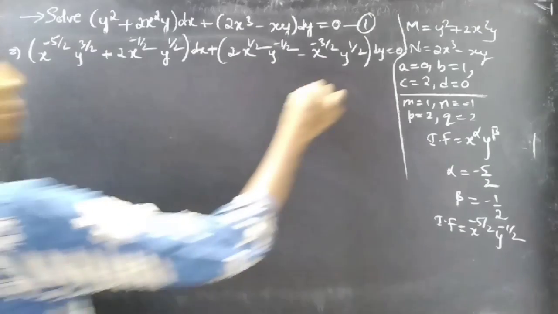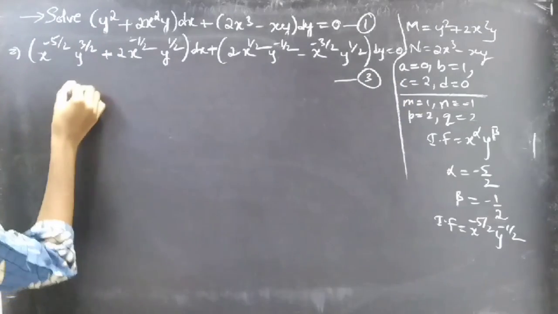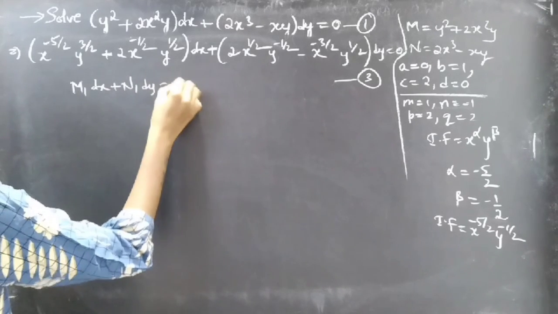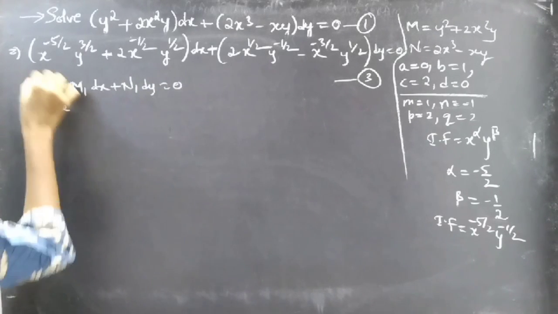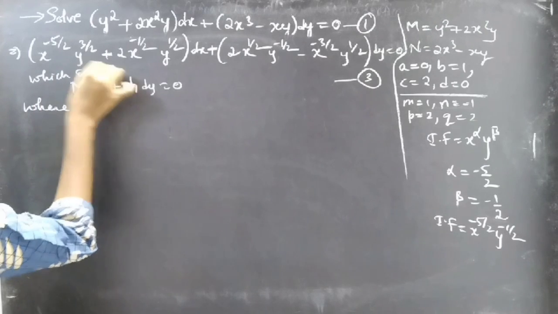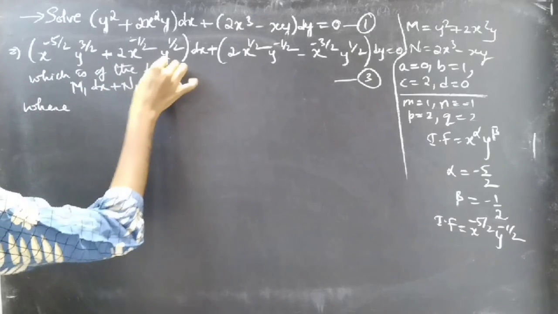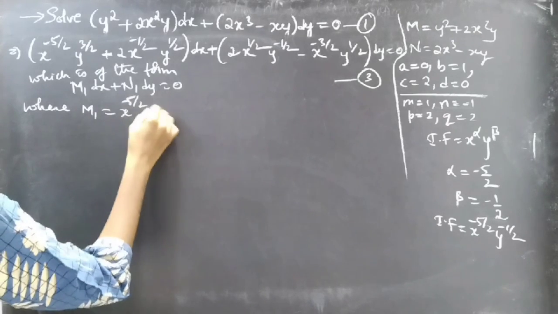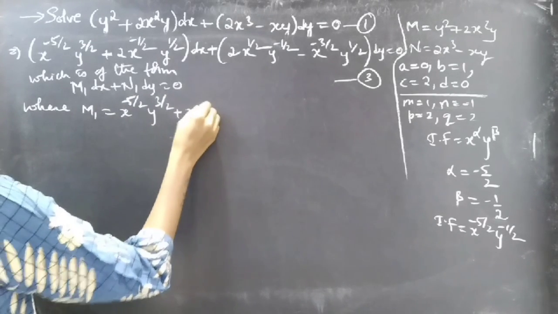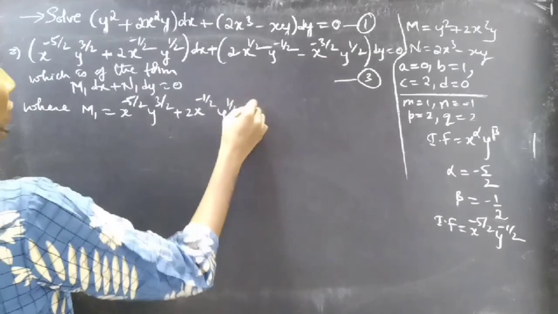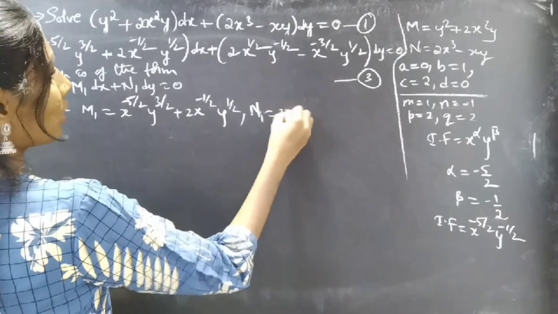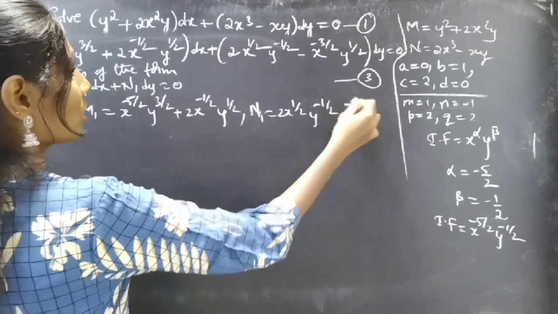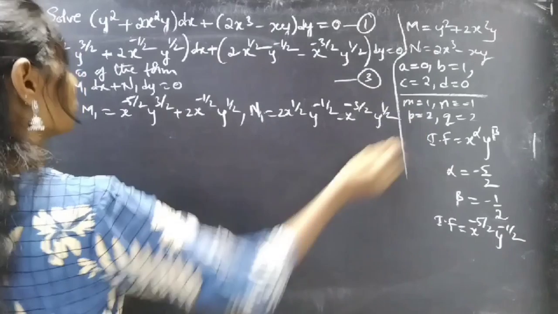Now consider this equation as equation number 3, which is of the form M1 dx plus N1 dy equal to 0, where M1 equals x^(−5/2) y^(3/2) + 2x^(−1/2) y^(1/2), and N1 equals 2x^(1/2) y^(−1/2) − x^(−3/2) y^(1/2).